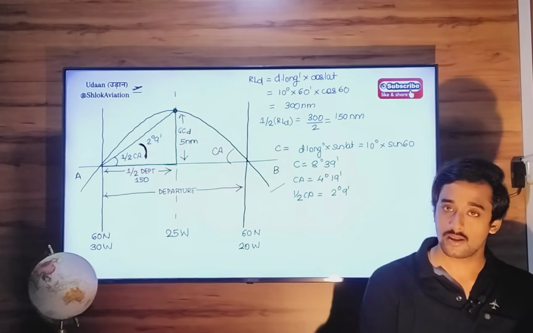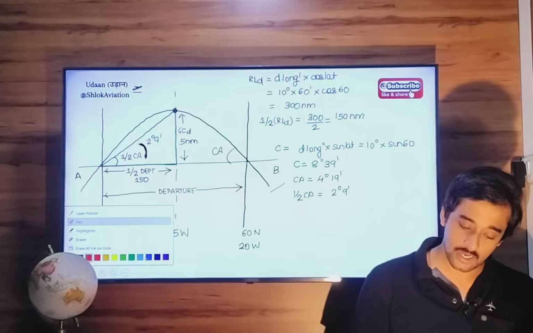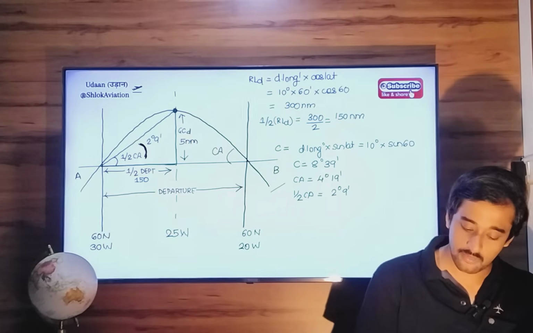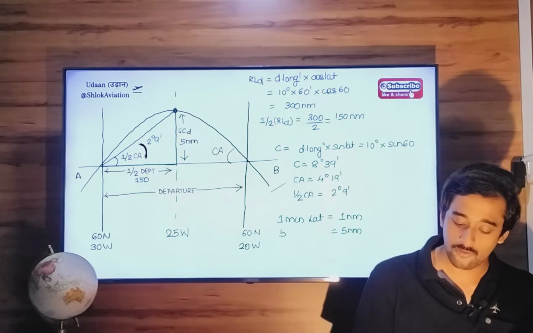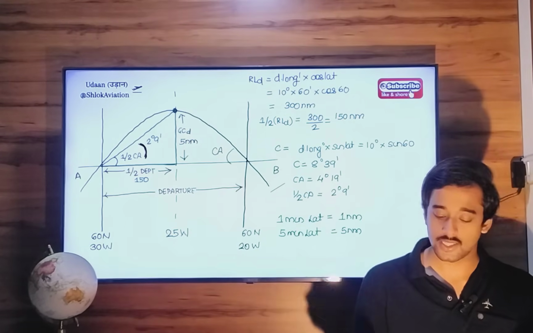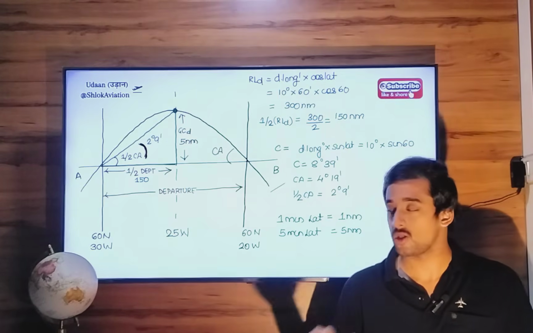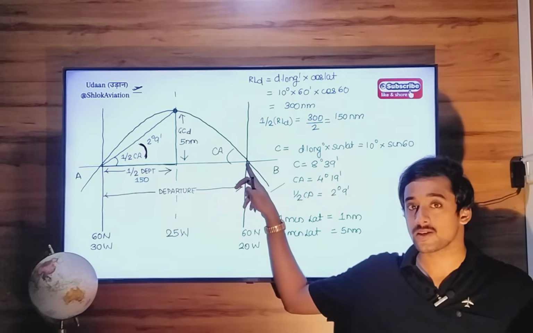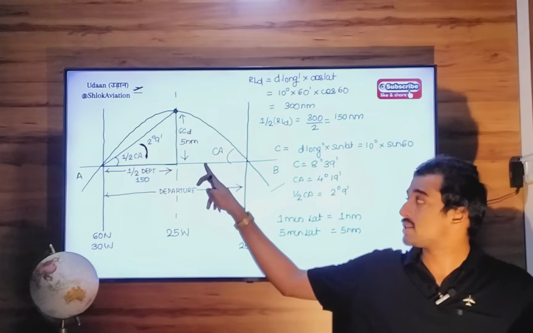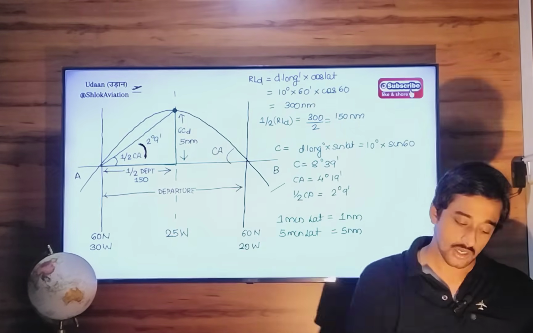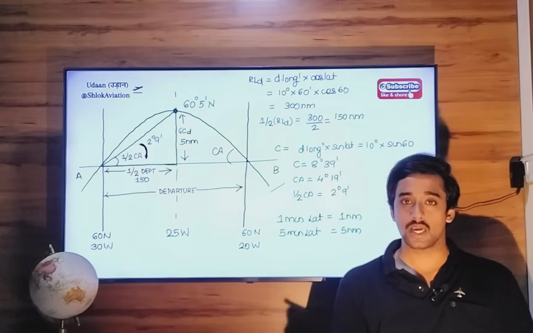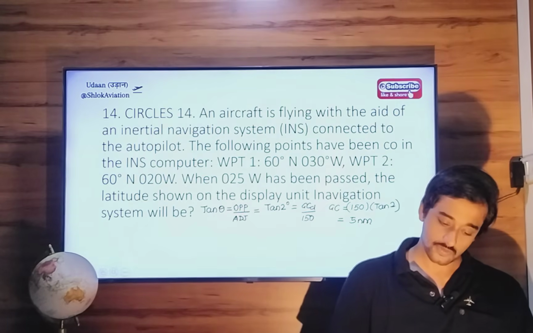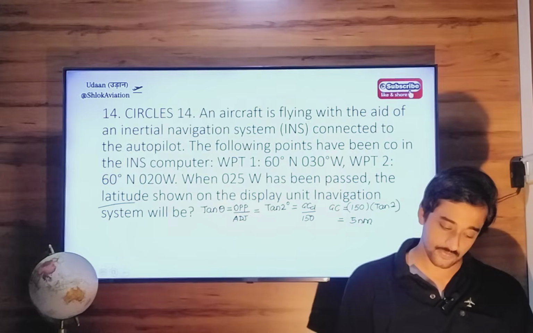Now we know by definition 1 minute of latitude equals 1 nautical mile. So 5 nautical miles will be equal to 5 minutes of latitude. So that is the difference. D lat is 5 minutes, very small. Initial latitude is 60 degrees north, and the d lat difference between this latitude and the final latitude is 5 minutes. So the new latitude will be 60 degrees 5 minutes north. 60 degrees 5 minutes north. Okay, so that is your answer.